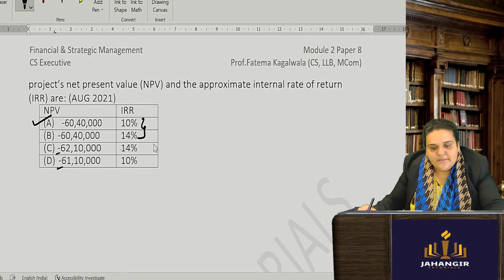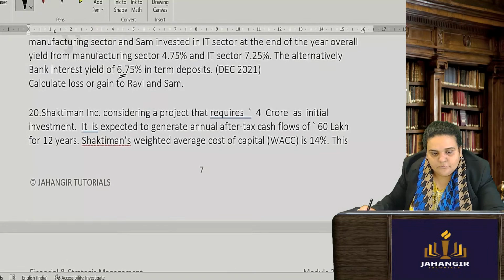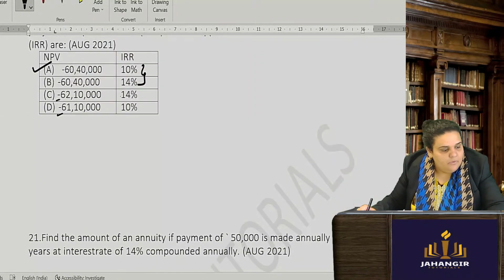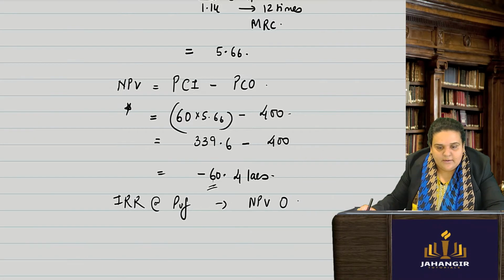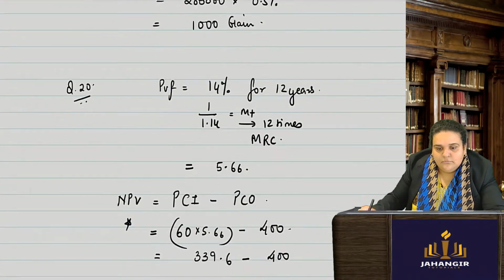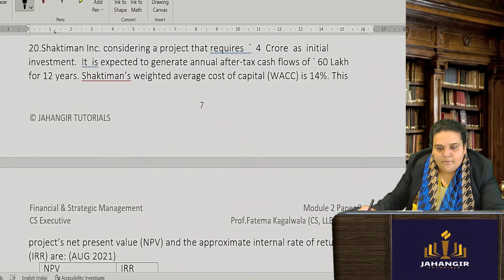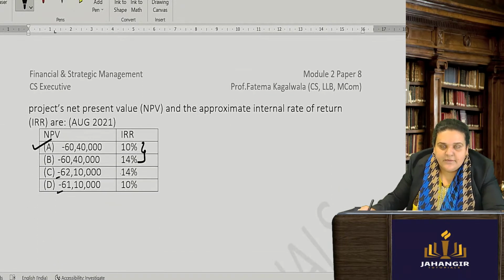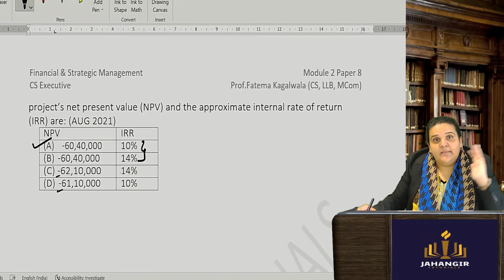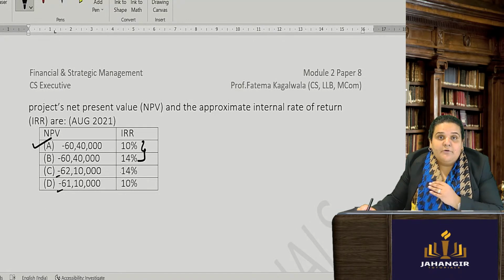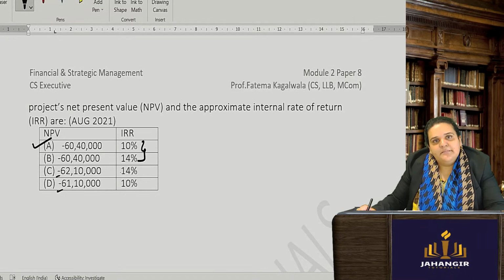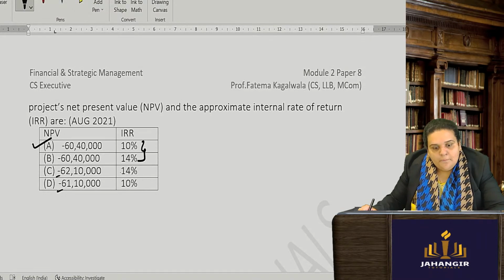If I do a discounting factor of 14%, it is going to become more, and I have already done 14%. The weighted average cost of capital is 14%, and based on that only I am getting negative NPV. That means the discounting factor is really too much, and I have to reduce that. So it will be 10% approximately.